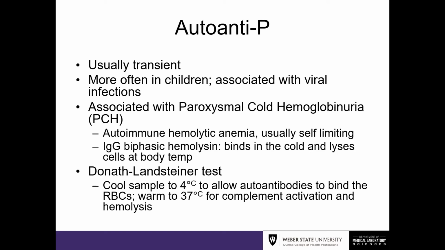Auto-anti-P is a cold-reactive IgG biphasic hemolysin. This means that it binds in the cold, and then it lyses cells when it reaches body temperature. The Donath-Landsteiner test, named for the men who discovered it, is used to confirm PCH. This test involves cooling the patient's sample to 4 degrees to allow the autoantibodies to bind to the P antigens on the red cells. The sample is then heated to 37 degrees, where complement will be activated and hemolysis of the red cells will occur.